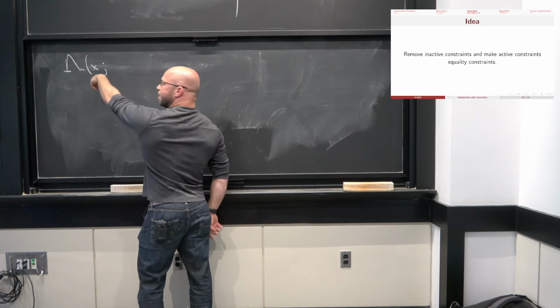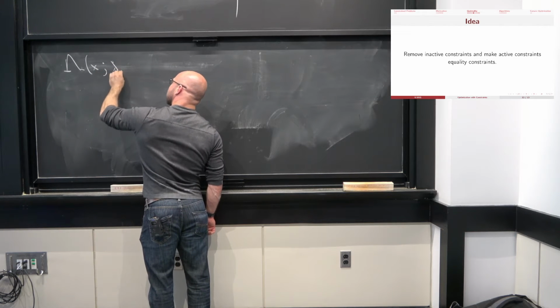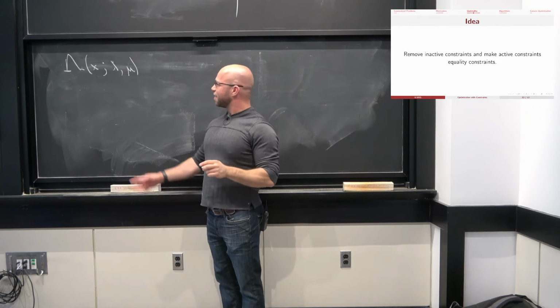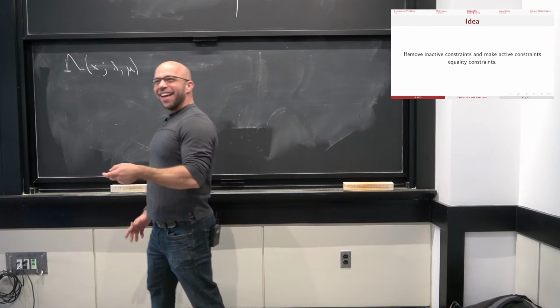By the way, I kind of like this notation where x is the primal variable, and then I put a semicolon, and then lambda, mu, just to separate primal and dual here. It doesn't really matter. That's the way I like it. And I wrote the book, so I get to do that.